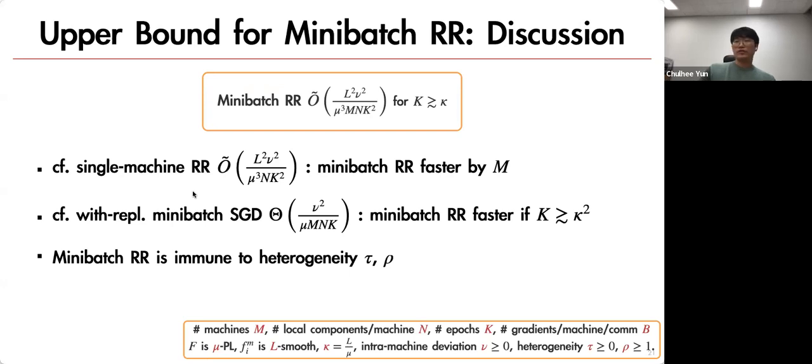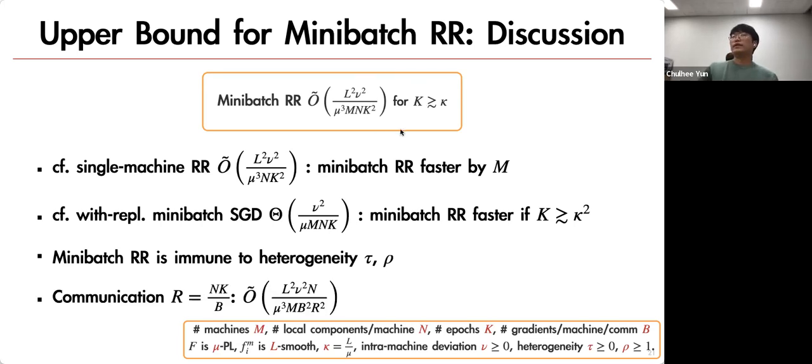And one interesting thing to note here is that the bound doesn't have any term depending on the heterogeneity parameters, tau and rho. Okay, so this means that the minibatch random reshuffling algorithm has an interesting property: it's completely immune to heterogeneity. This is a very nice property, right? And this is consistent with the observation by Blake Woodworth and co-authors that the with-replacement version of minibatch SGD is also immune to this heterogeneity.